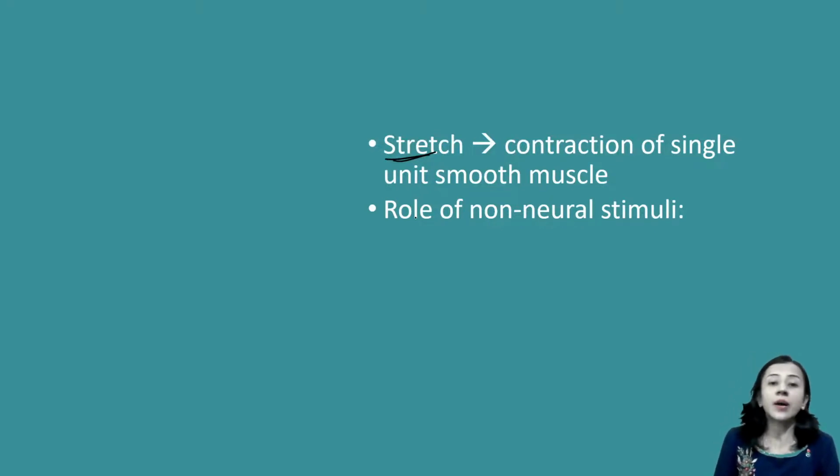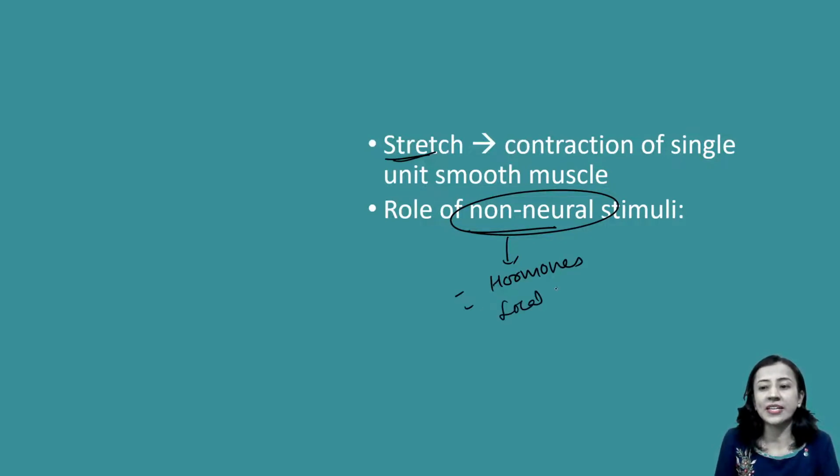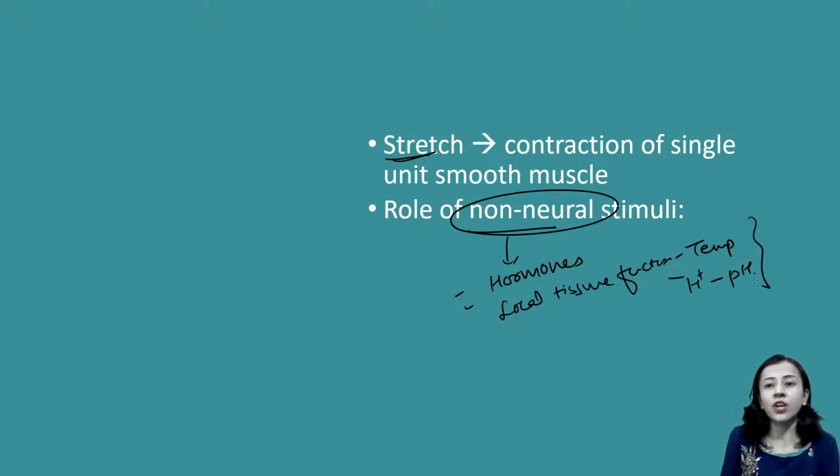Okay, now some non-neural stimuli also regulate the muscle contraction. These non-neural stimuli are hormones and some local tissue factors. Which are the local tissue factors? Like temperature, if it increases or decreases, if there is a change in H plus ion concentration or pH, they all affect the smooth muscle contraction. Okay, so these are the other factors.